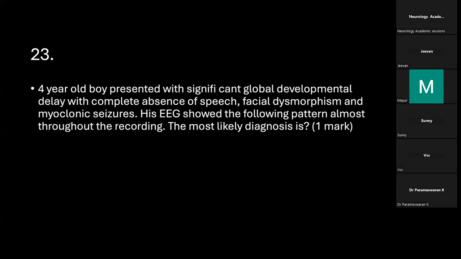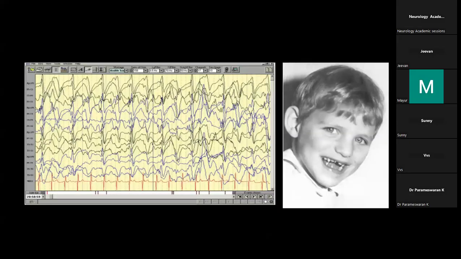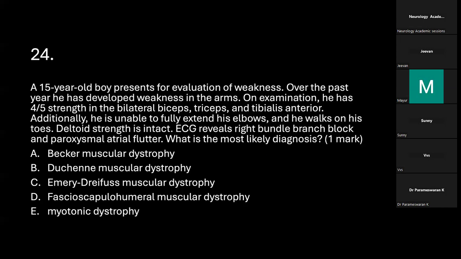A 15-year-old boy presents for evaluation of weakness, and he has weakness over bilateral biceps, triceps, and tibialis anterior, and had difficulty extending his elbows. An ECG showed right bundle branch block and paroxysmal atrial flutter. There was deltoid sparing as well. The overall picture is most consistent with Emery-Dreifuss muscular dystrophy. He has weakness, contractures, and early cardiac involvement, and it occurs in the first or second decade of life.